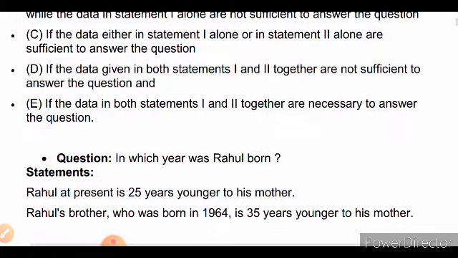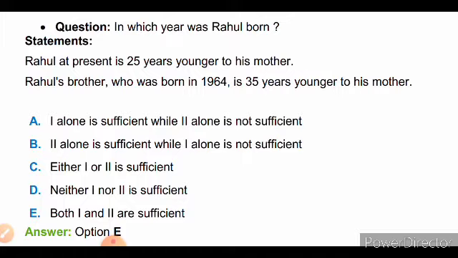Give answer C if the data either in statement 1 alone or in statement 2 alone is sufficient to answer the question. Give answer D if the data given in both statements 1 and 2 together are not sufficient to answer the question. And give answer E if the data in both statements 1 and 2 together are necessary to answer the question. So the question is, in which year was Rahul born?